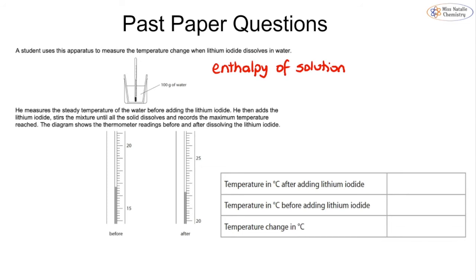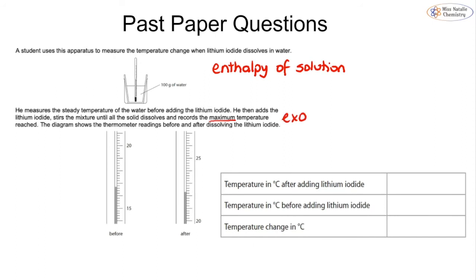So the student measures the steady temperature of the water before adding the lithium iodide. He then adds the lithium iodide, stirs it, and then records the maximum temperature that is reached. So in this case, because we're saying it's a maximum temperature, hopefully we can figure out that this is going to be an exothermic reaction.